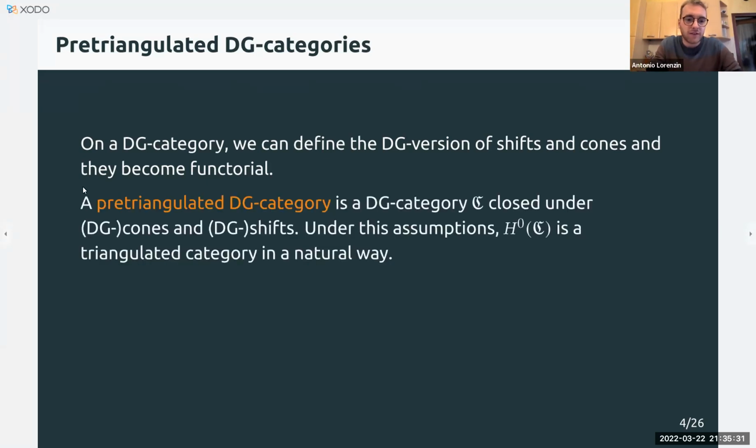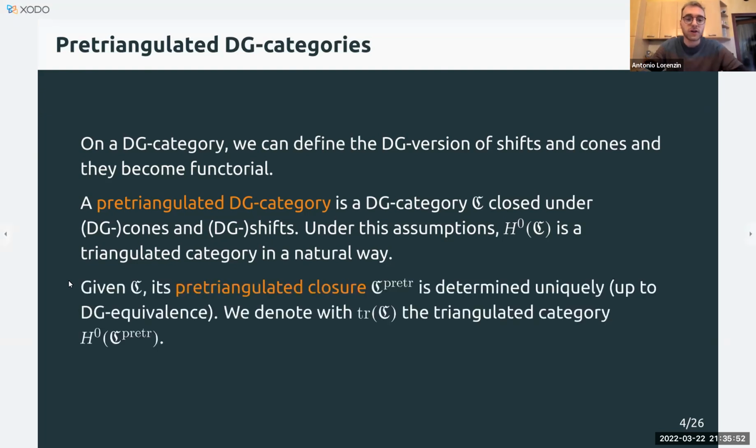And so now we can simply say that a pretriangulated DG category is a DG category closed under DG cones and DG shifts. And of course, under these assumptions, one can see that H0 of C is a triangulated category using the DG notions. An important thing to know is that if we consider a DG category, we can always close it and consider the pretriangulated closure, denoted C^pretr, and this is determined uniquely up to DG equivalence.